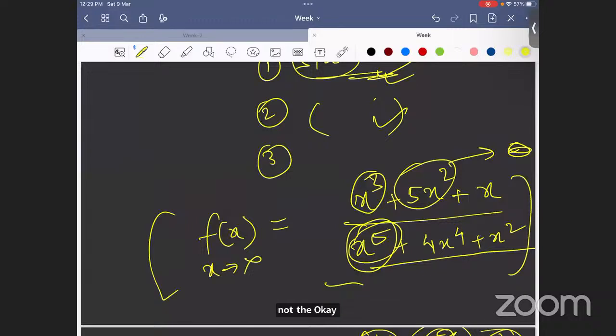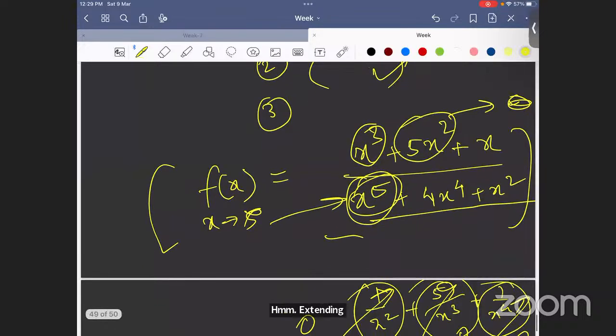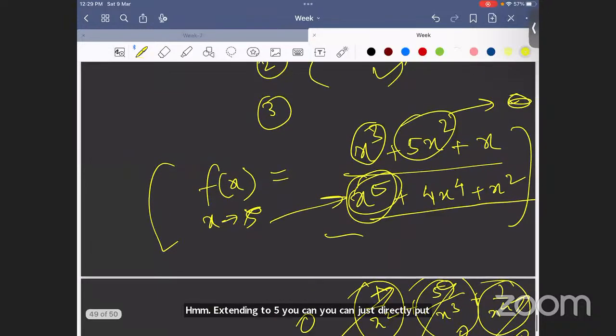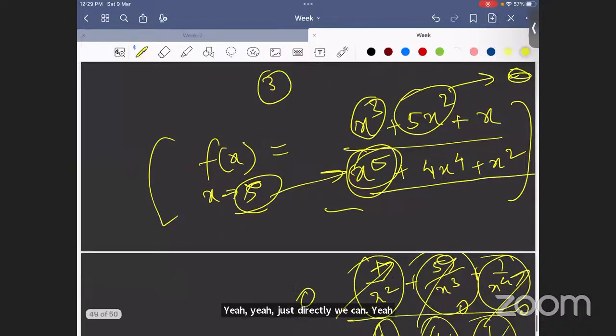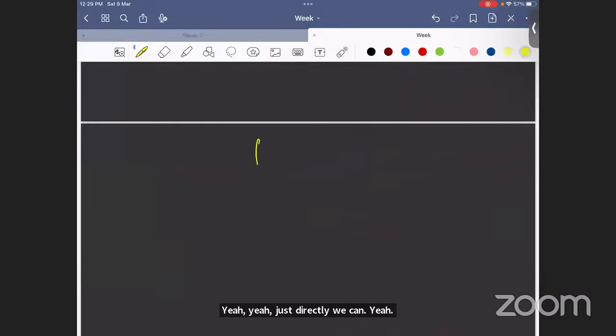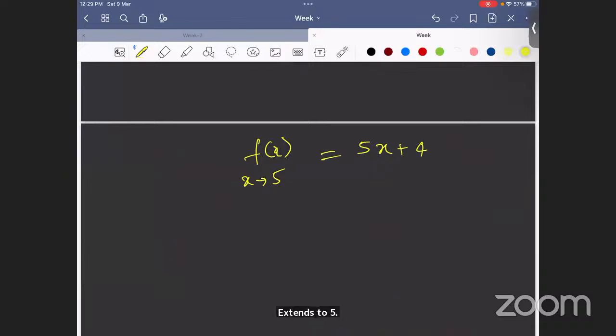So if we are asking to find the limit as x tends to 5, then can we use this? X tending to 5, you can't use it. You can just directly put in the value. Whenever you are able to put the value directly and you are not getting anything else, you can directly tell the value itself. See, if you have been given a function f(x), x tends to 5, 5x plus 4, what should be the value? You can directly put the value here.